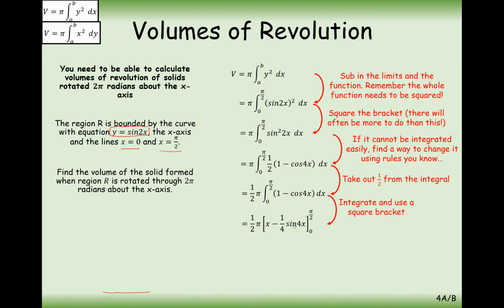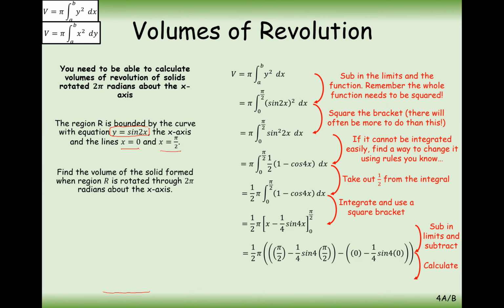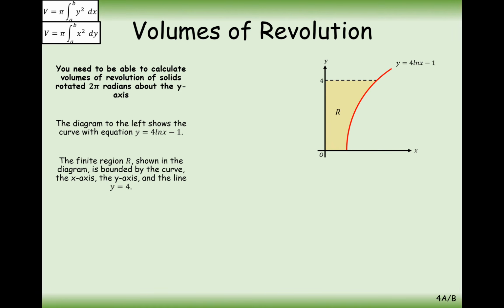And now it's just a case of substituting in the limits. So substitute pi by 2 in, then substitute 0 in. Everything on this right hand side would just be equal to 0, so it's going to be pi by 2 minus a quarter sine 4 pi by 2. 4 times pi by 2 will be 2 pi, so that will also just equal 0. So it's going to be 1/4 pi squared. Okay, there we are. So it's basically an integration question. You just need to apply the formula of pi integral from a to b of y squared dx, and you're there in this one. Okay, let's have a look at another similar one.